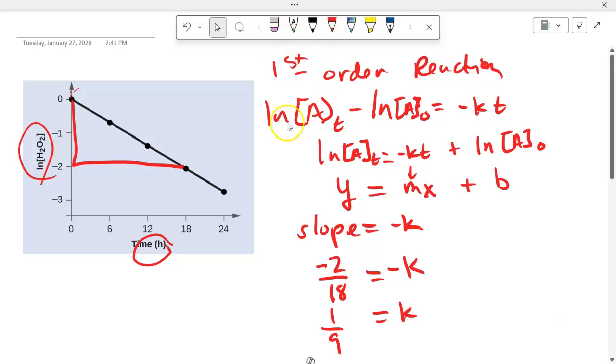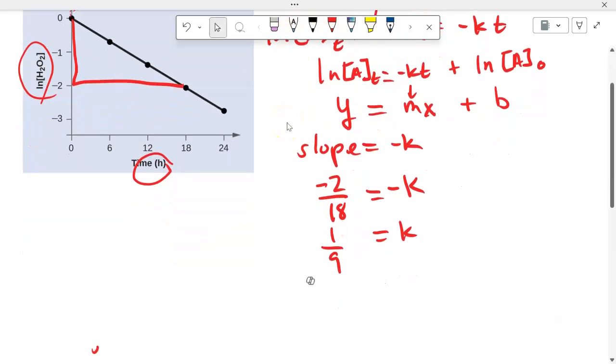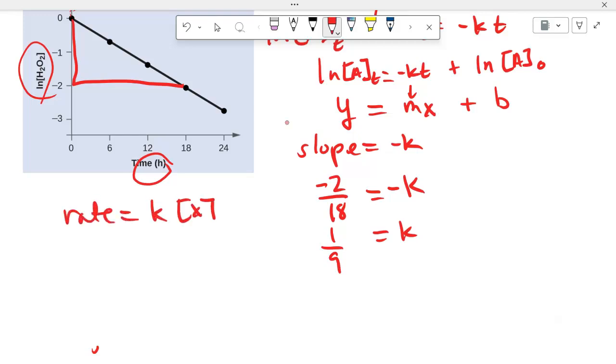And then what would the units be? Well, we can figure out the units just based on our standard rate law. We know that the rate for a first order equation is equal to k multiplied by the concentration of x to the first. And we can put in just units instead of actual numbers. The concentration of x is measured in molarity, k will be our unknown, and then the rate is going to be molarity per second.